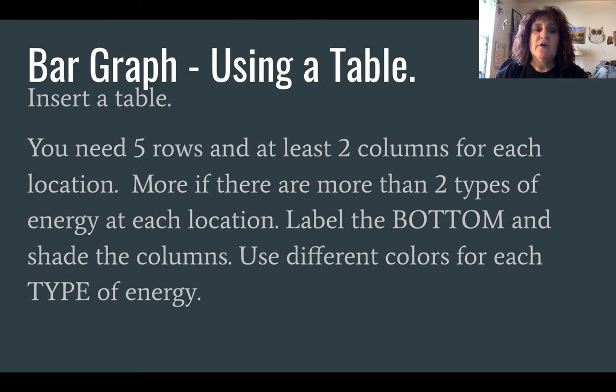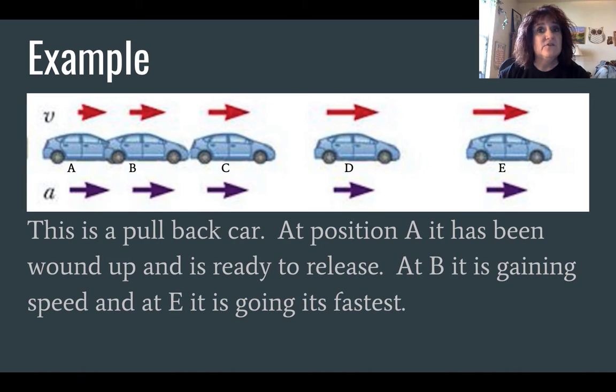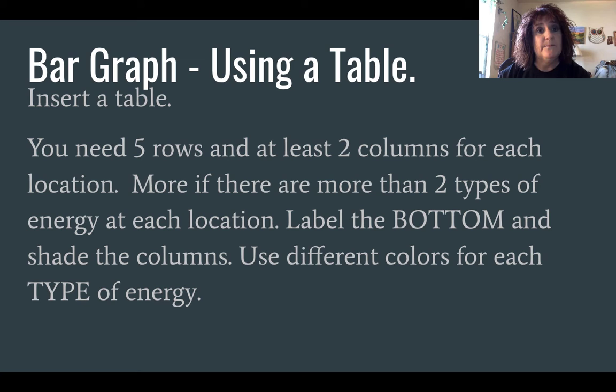In order to make a bar graph, the easiest way is to use a table. You insert a table, and you can do that in a Google Doc. You can even do that in a text box when I give you a Canvas text box entry. You need 5 rows, because the most energy you can have is 4 blocks. You need 5 rows and at least 2 columns for each location if you have more than 2 kinds of energy at each location. And in this problem, we only had 2. We had elastic and we had kinetic, because it's not slowing down, so we don't have thermal.